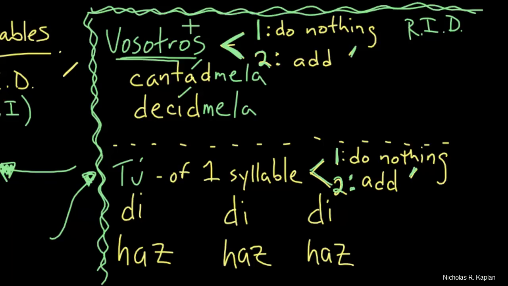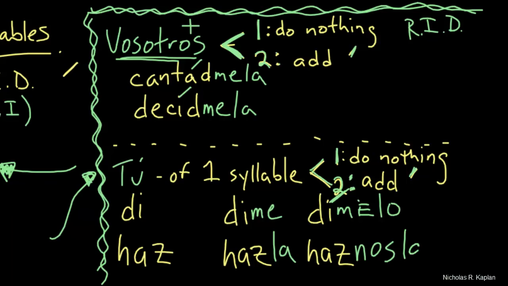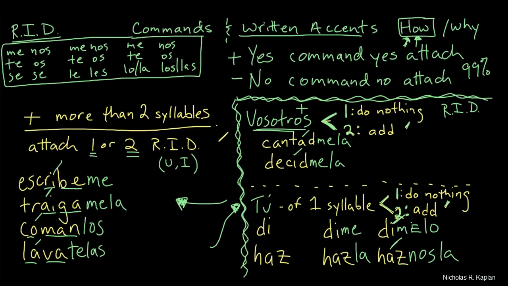So I have di. If I said dime, that's 1, do nothing. But if I said dímelo, you're going to add a written accent. Then haz, make it. Hazla, you added 1, you do nothing. Well, what if I said make it for us? Háznosla. We added 2, so we come back to the original word.